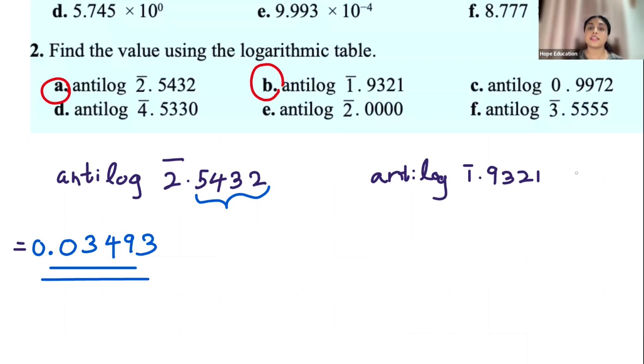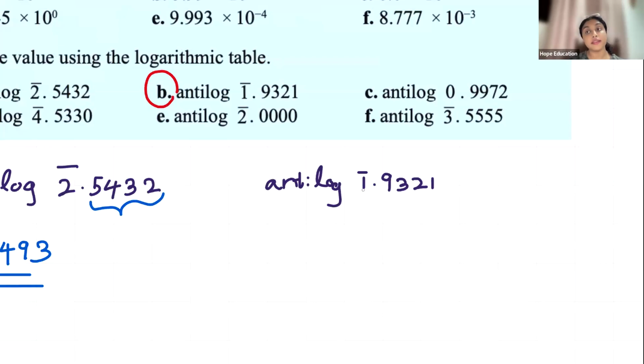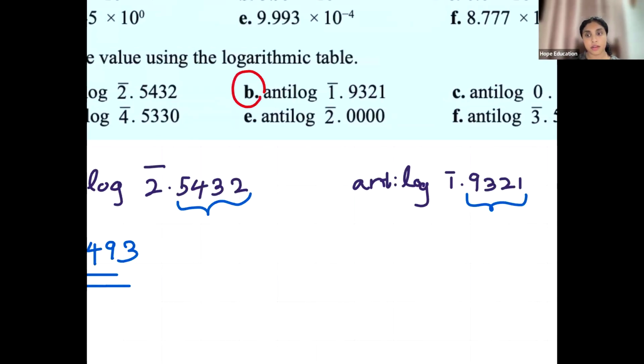When finding the anti-log of bar 1.9321, this is the mantissa. You use the mantissa to read the log table. What did you get for 9321? Others got 8551. Okay, then it's probably the right answer, no?